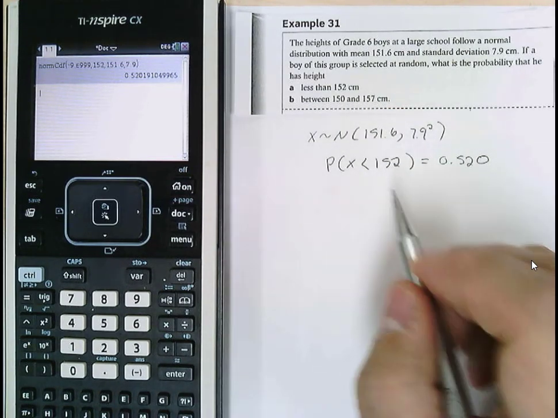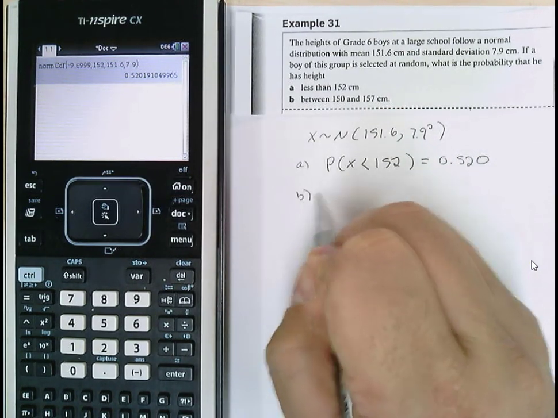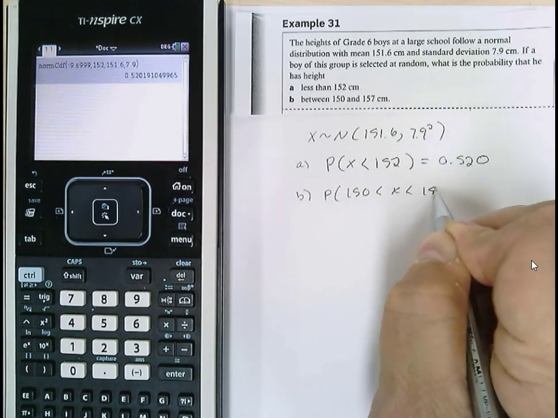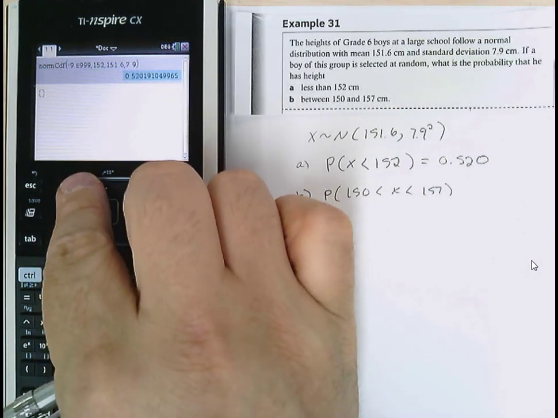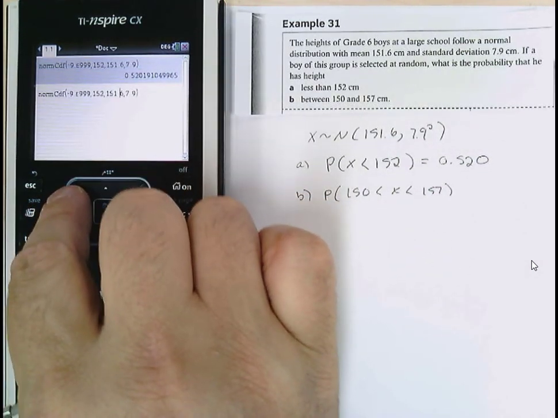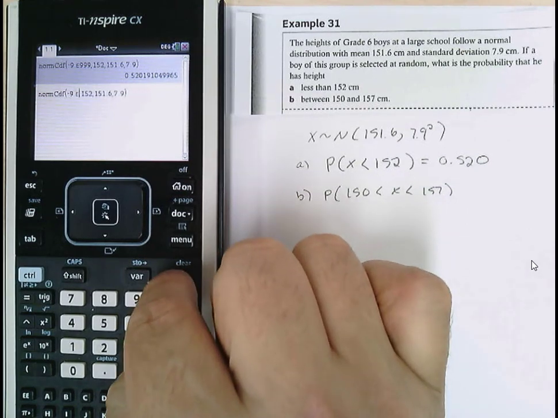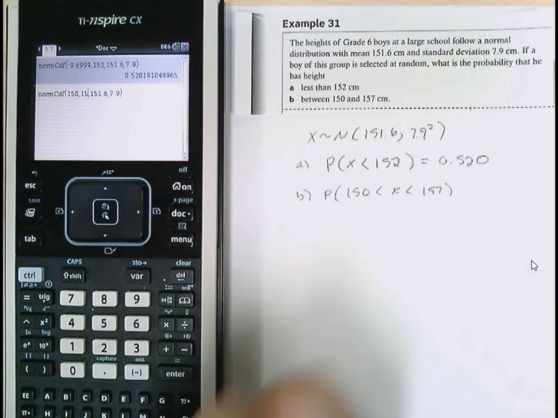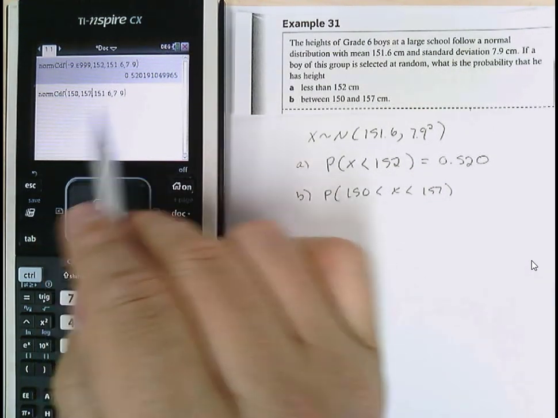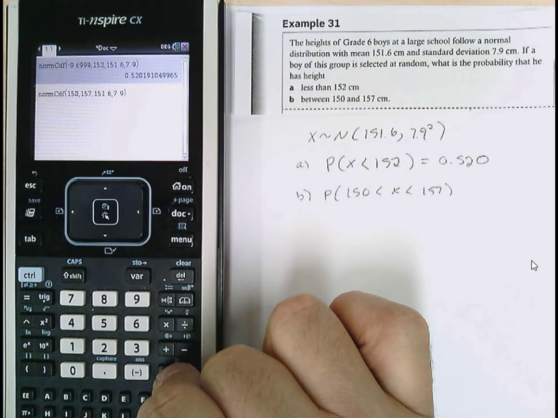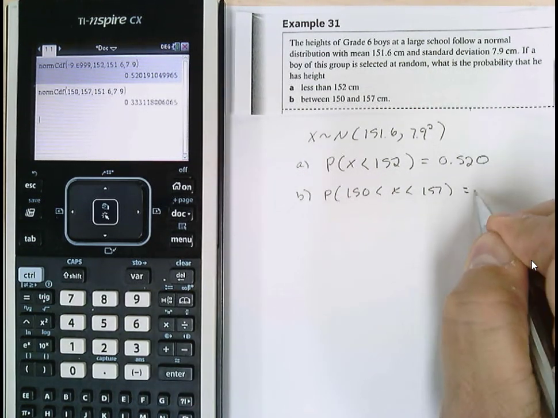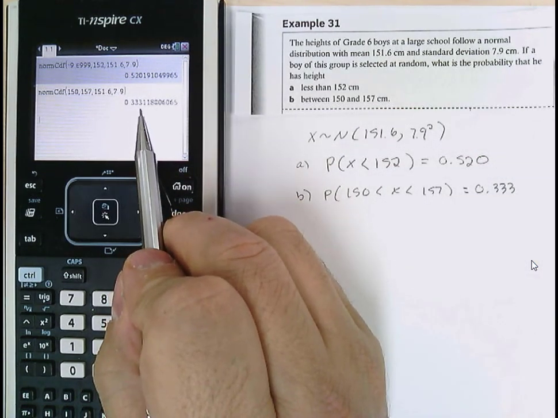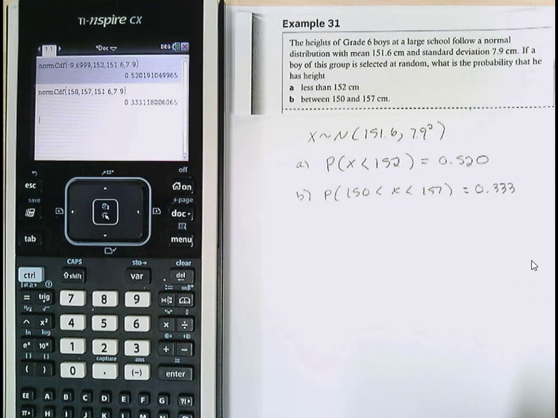Now the next one is between, so this one's A, B is between 150 and 157. Pretty much use the same thing I have up here. My lower bound is going to be 150, and then my upper bound is 157. Is that right? Yeah, that's right. And I have the same mean and standard deviation here, and that's going to come out to 0.333 to 3 significant figures. Yep, so that's good. And there you go.